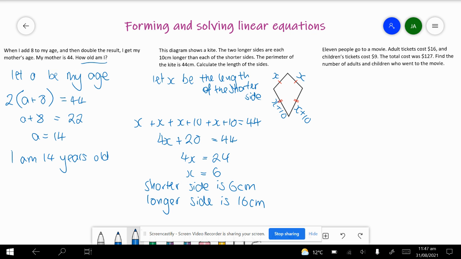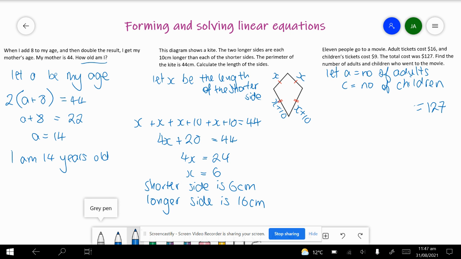Okay, so for this next one, we've got 11 people going to a movie. Adults' tickets cost 16 and children's tickets cost 9, and the total was 127. I always like to start off with the total. Okay, so we've got adults and kids going. So we'll let A equal the number of adults going, and C equals the number of children. There's 2 variables now, but we can work through that.